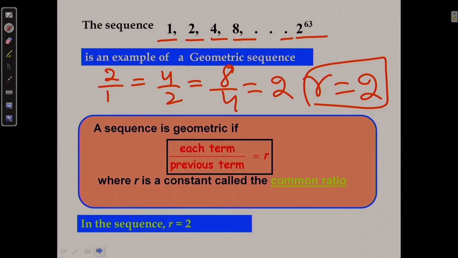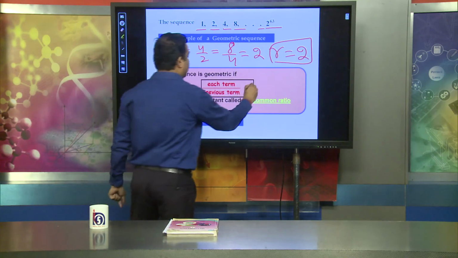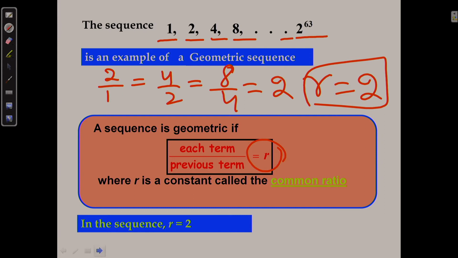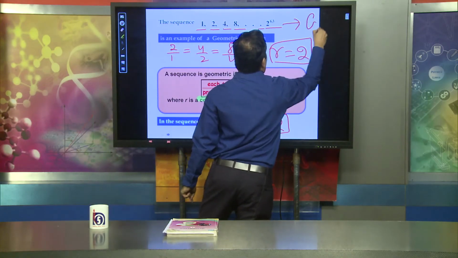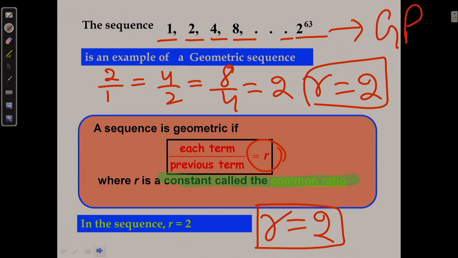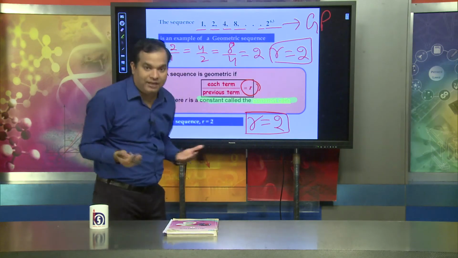So a sequence is geometric if each term divided by the previous term, which is R, is a fixed quantity, and R is always a constant. We call this constant the common ratio, generally denoted as R, and here we have observed R equals 2. Then we can say this is an example of a geometric progression, or GP. The first case we called AP, arithmetic progression. Now this type of sequence is known as geometric progression.